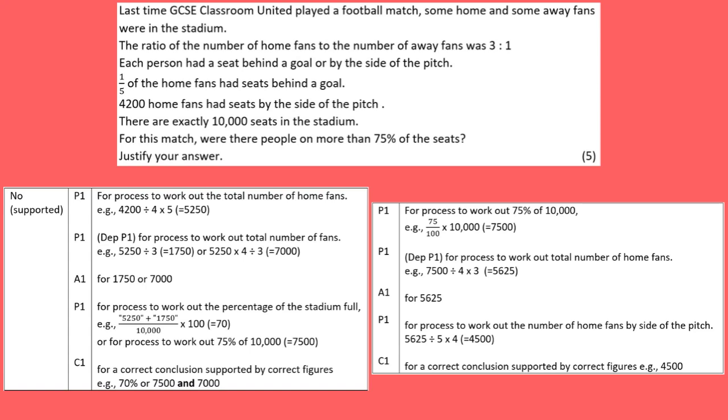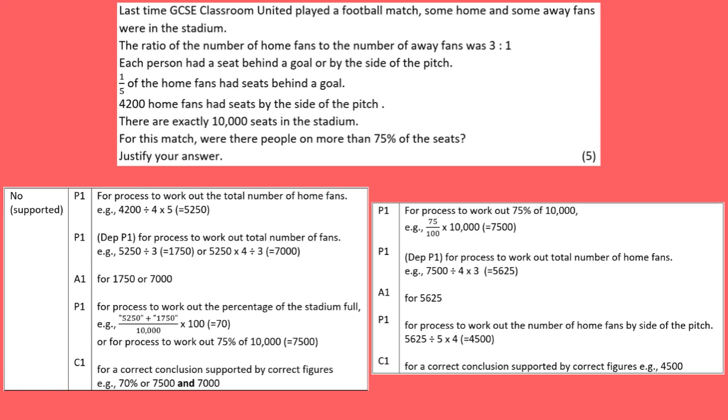Firstly, we work out 75%, so there should be 7,500 in attendance. We then work out the number of home fans. So we divide by 4 and times by 3, because we know that the home fans come in the ratio 3:1. This gives us 5,625 home fans. We then want to work out the home fans by the side of the pitch.